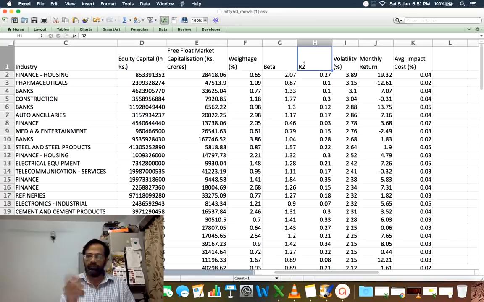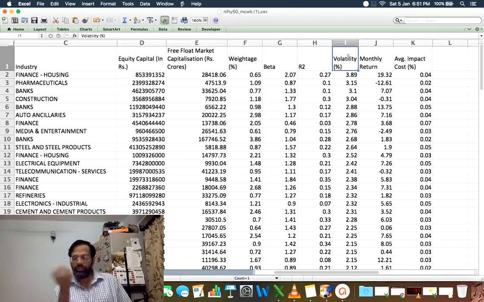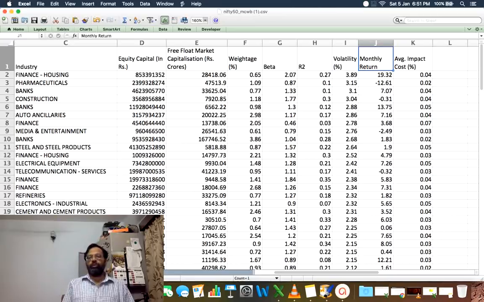So we will talk about that. Then you have volatility, or the standard deviation. This is the absolute volatility of the stock over the past 1 year. Then you have the monthly return and what is called the average impact cost. Impact cost is a measure of how liquid a stock is, or how freely you can trade large quantities of the stock. I will talk about that in a separate video. We are not going to discuss that now.